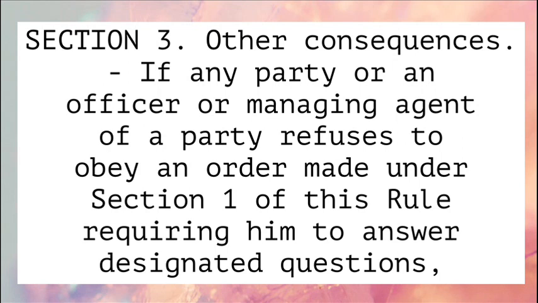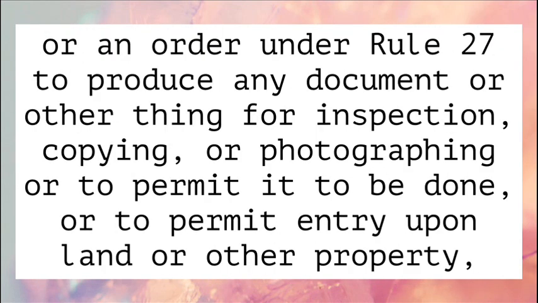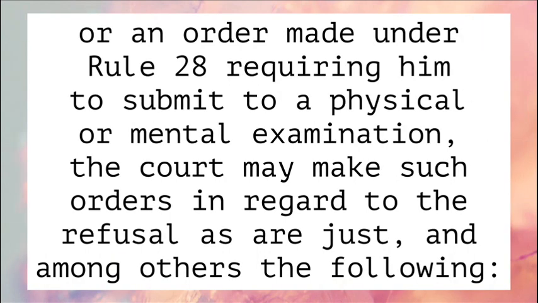Section 3. Other consequences. If any party or an officer or managing agent of a party refuses to obey an order made under Section 1 of this rule requiring him to answer designated questions, or an order under Rule 27 to produce any document or other thing for inspection, copying, or photographing, or to permit it to be done, or to permit entry upon land or other property, or an order made under Rule 28 requiring him to submit to a physical or mental examination, the court may make such orders in regard to the refusal as are just, and among others the following. A.